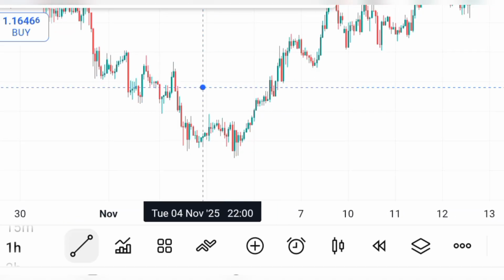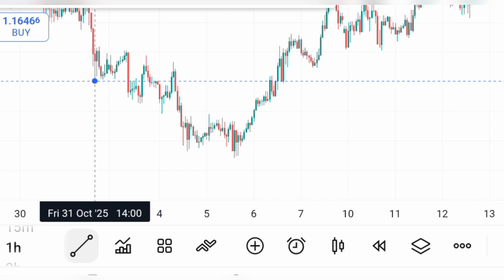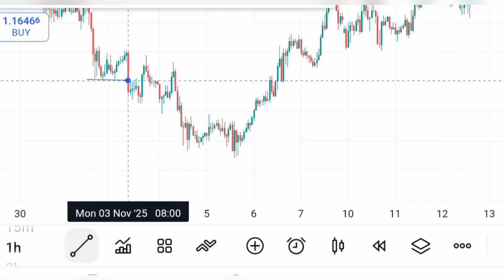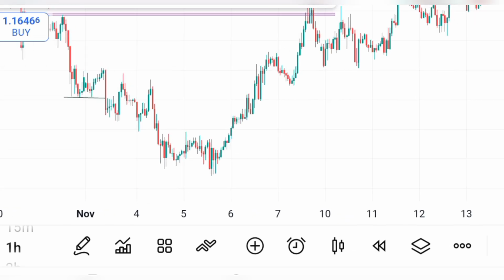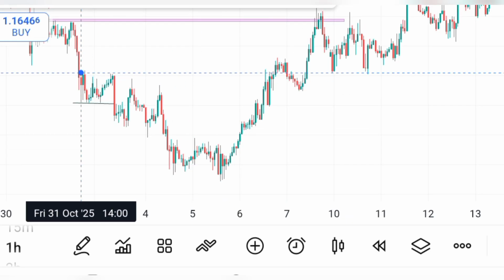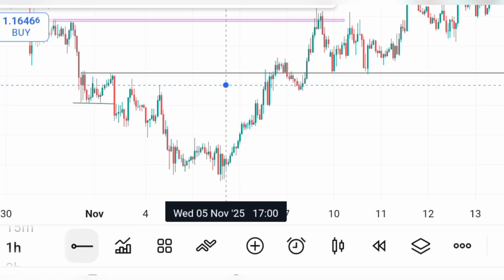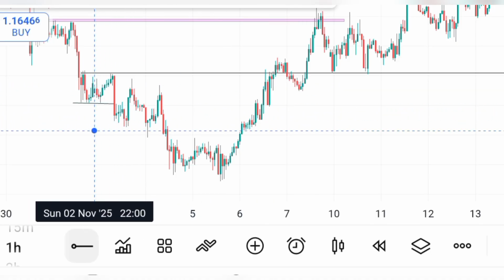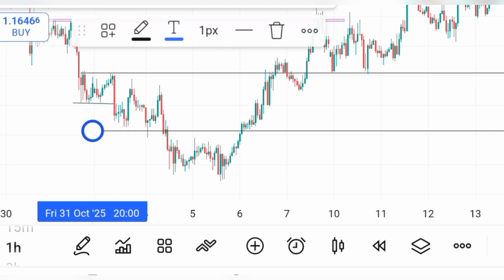There is a break of market structure right here. Can you see this? That is a break of market structure right there. Then after it breaks, it had created this range. There is this higher low, and this lower low right here. So that is our range that we are trading in.